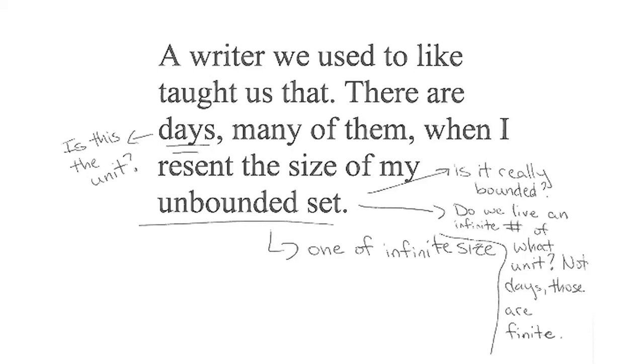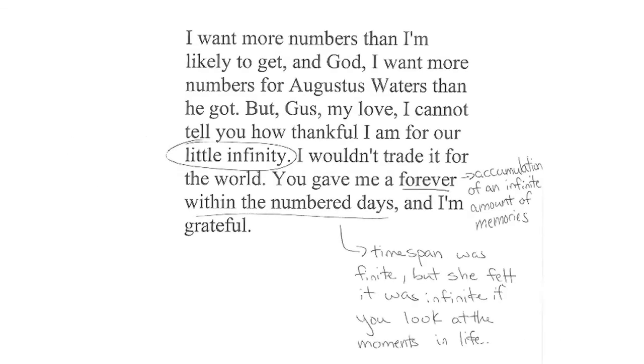Then the text goes on to, I want more numbers than I'm likely to get. The speaker is wanting more days on Earth than either she or the Gus character have been given, though she is thankful for her infinity, meaning that she did not refer to life as a set of countable days, but as an accumulation of an infinite amount of memories. Within the time span she spent with Gus, though that time span was finite, like most think of 0 to 1, she felt like it was infinite, like if you look at all the numbers or moments between 0 and 1.